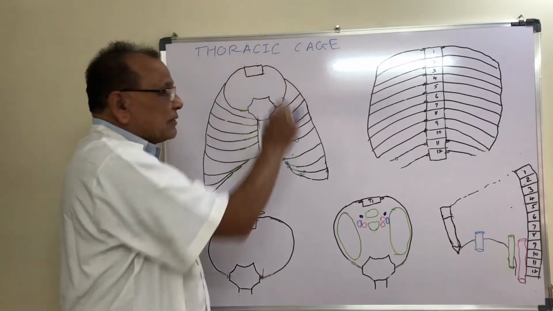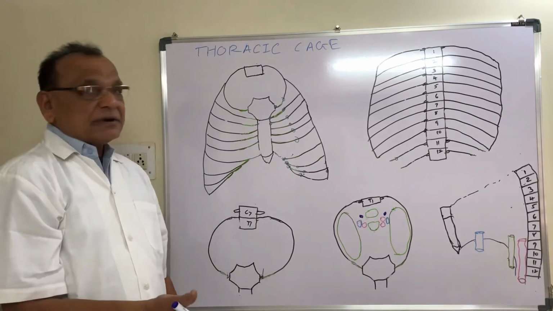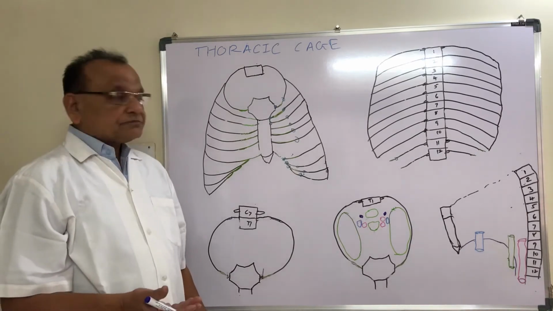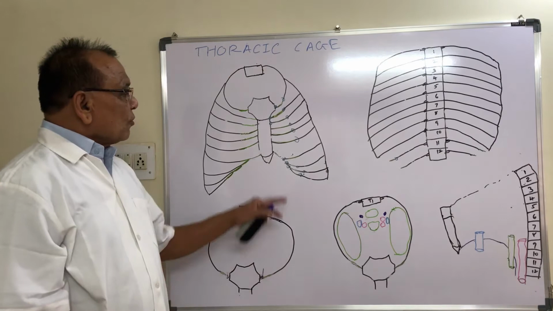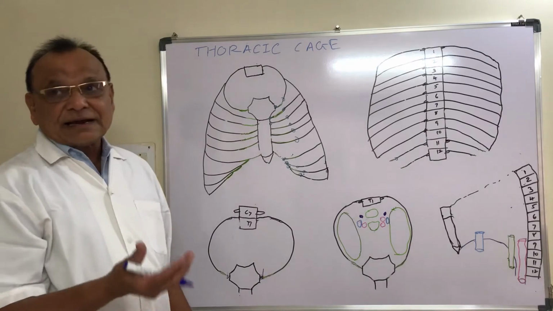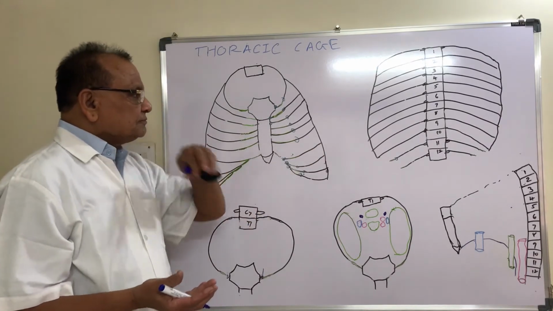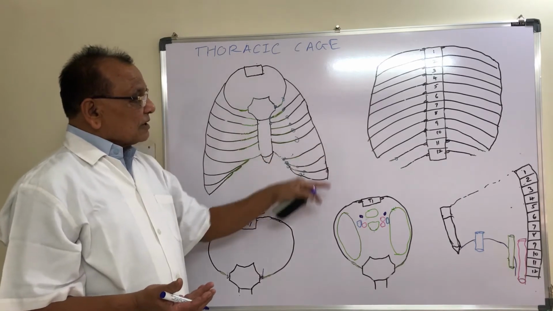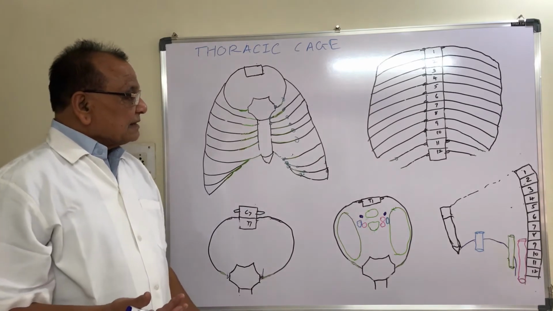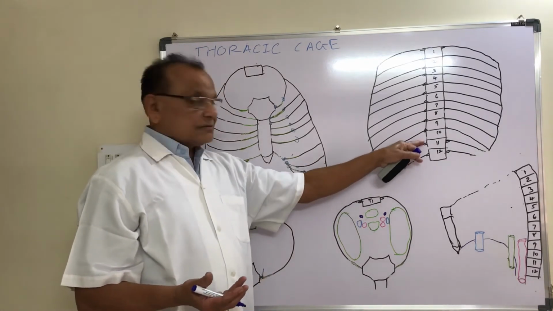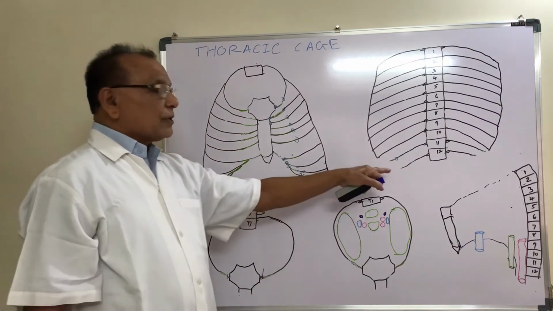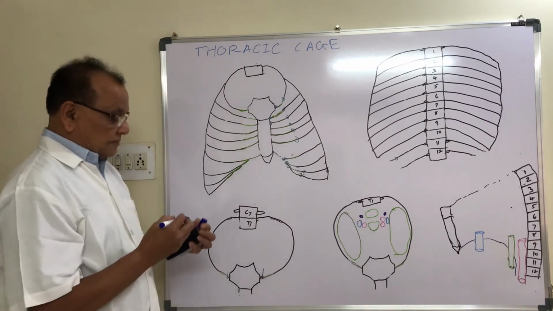It means that the ribs are divided into two groups, upper 7 and lower 5. The upper 7 are called true ribs, and the lower 5 are called false ribs. The false ribs again divide into two groups. The 8th, 9th and 10th form one group, known as the vertebrochondral ribs. And the 11th and 12th articulate only with the thoracic vertebrae, so they are called vertebral ribs. They are also called floating ribs.